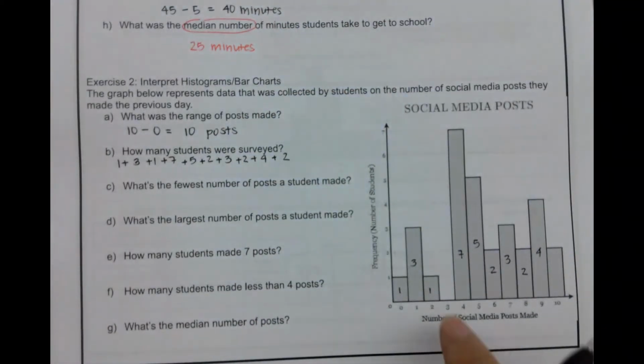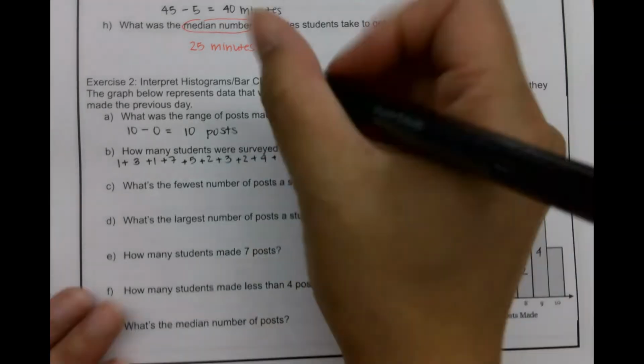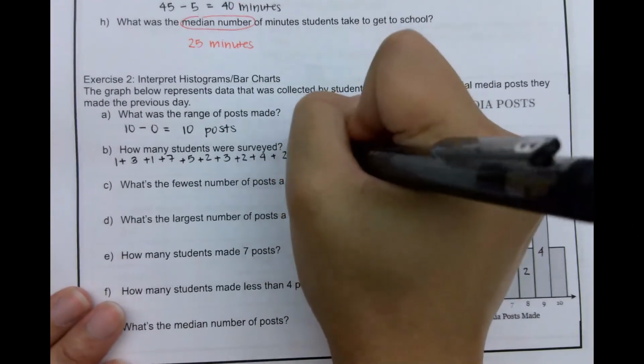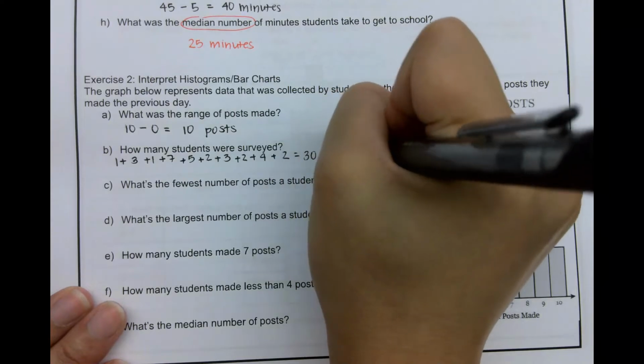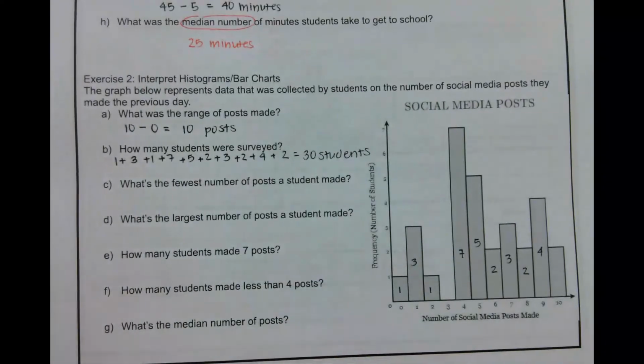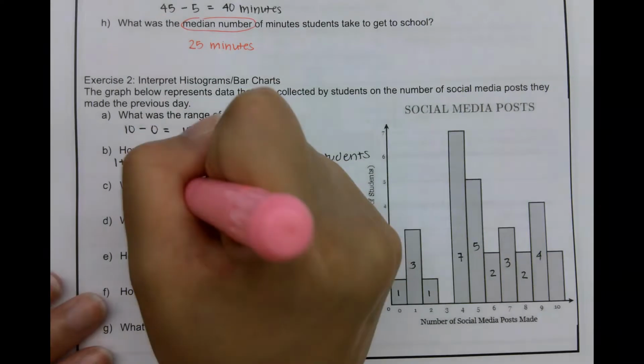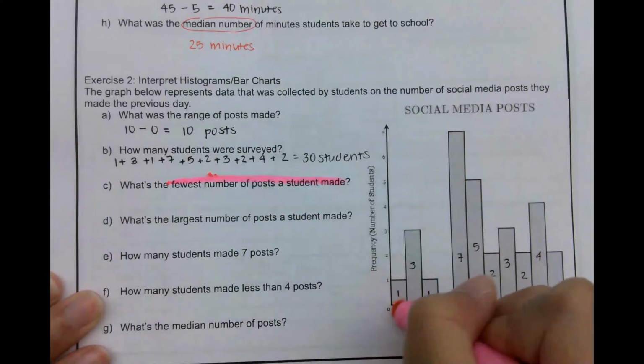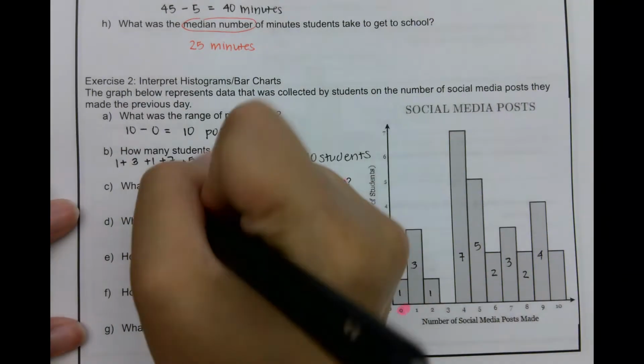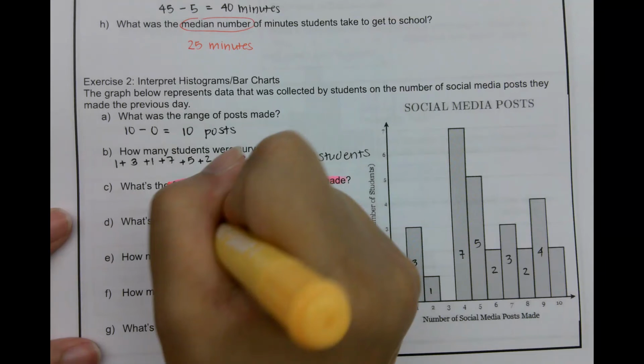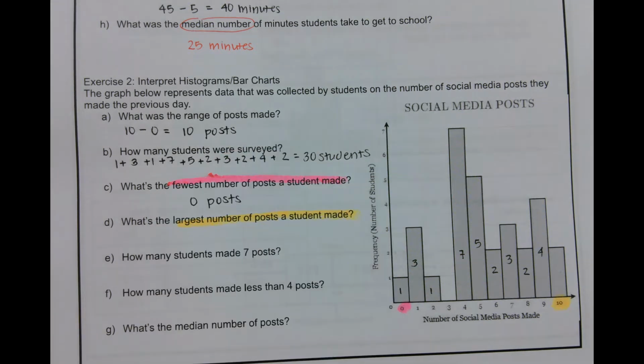So counting out how many students made each number of posts, then I just add them all together. 1 plus 3 plus 1 plus 7 plus 5 plus 2 plus 3 plus 2 plus 4 plus 2. I end up with 30. So there was a total of 30 students surveyed. Okay. What's the fewest number of posts a student made? So that's our minimum here. The fewest is 0. So 0 posts. Okay. And for my maximum, that's 10.